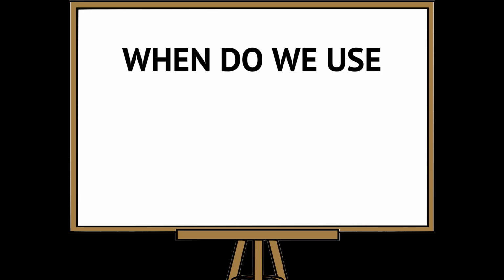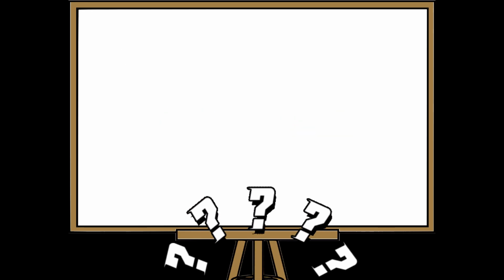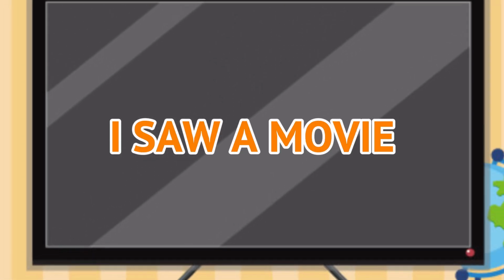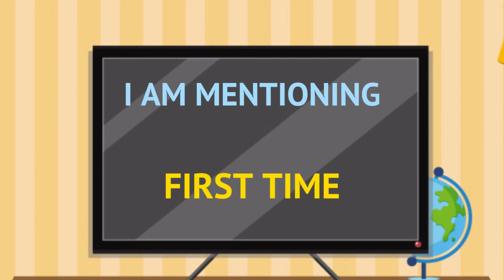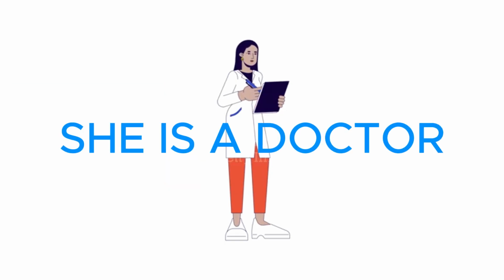But when do we use a and an? Here are two key moments to remember. Introducing something new. For example, if I say I saw a movie, I'm mentioning it for the first time. Talking about types or kinds, like she is a doctor. This tells you what she does, not who she specifically is.